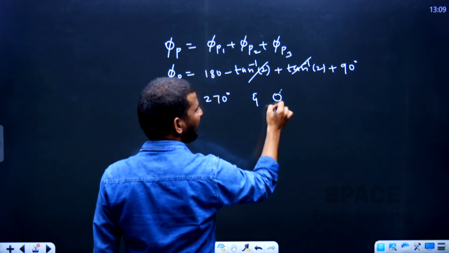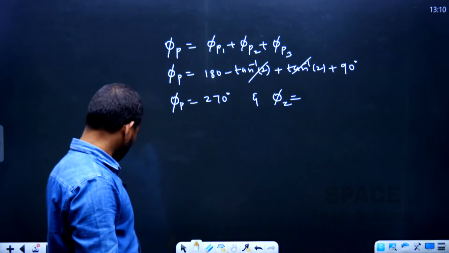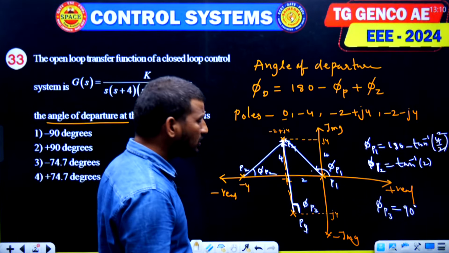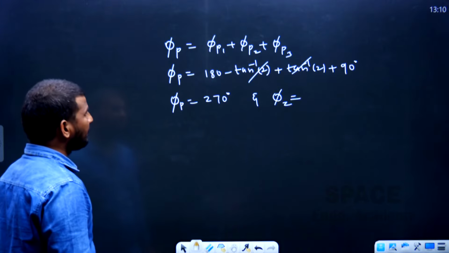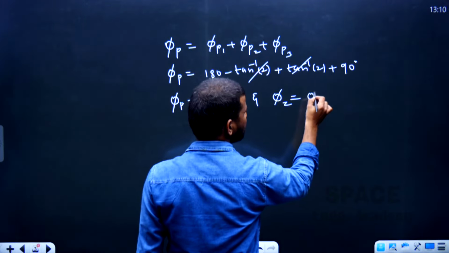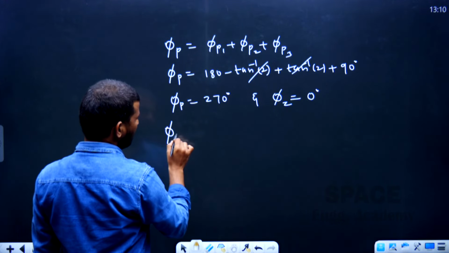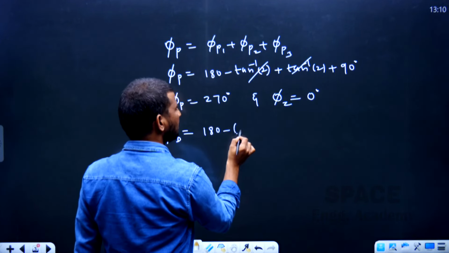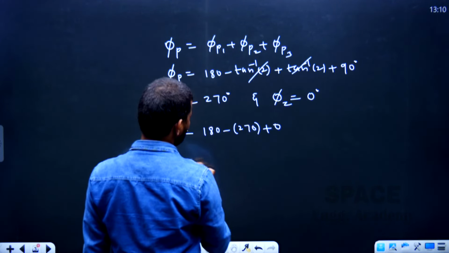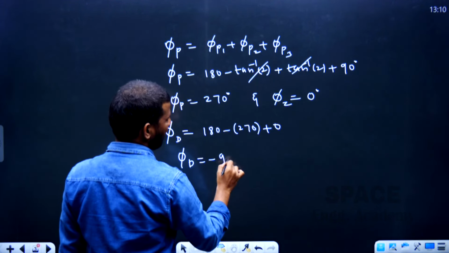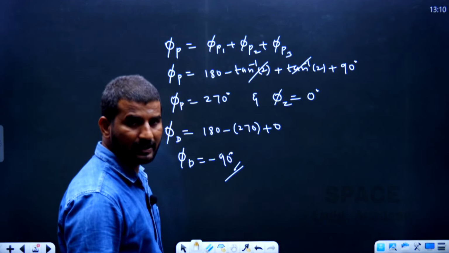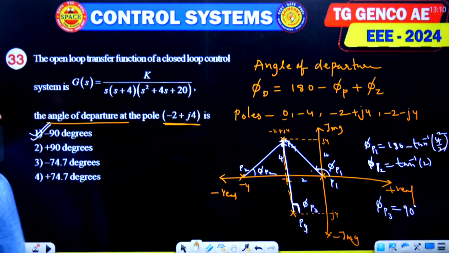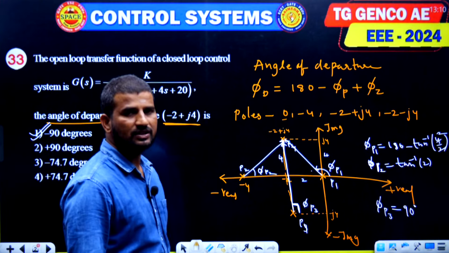And the angle due to the zeros: is there any zero possibility in the diagram? In the given question, there are no zeros here. That means there is no angle made by the zeros at that point, so the angle made by the zeros will be 0 degrees. Therefore, the angle of departure phi d is 180 minus of 270 plus 0, which is minus 90 degrees. So this is the answer for this question, and the first option is the answer.